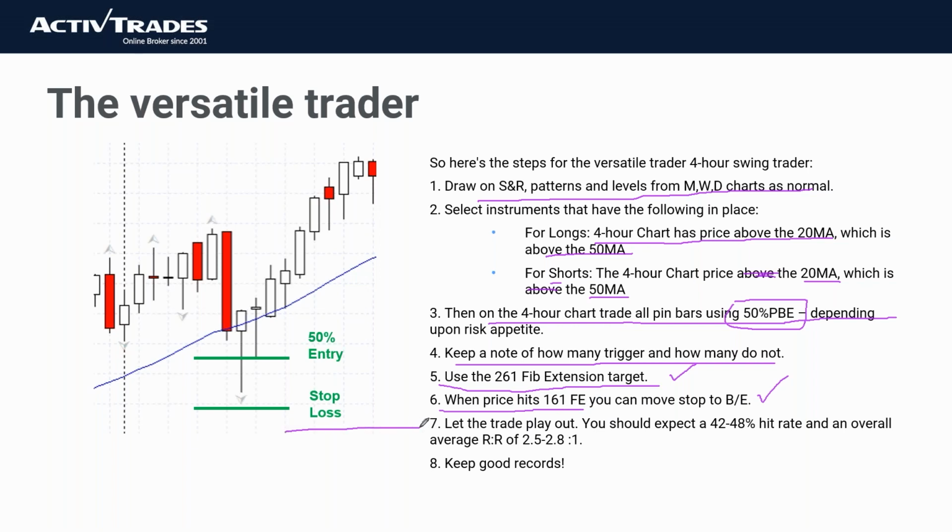But generally, what I suggest is you let the trade play out. You should expect probably around a 42 to 48% hit rate, and an overall reward to risk of, I'd say, depending on spreads, probably between about 2.3 to 2.8 to 1. That's what we're looking for. There is a window of that based upon the size of the spreads for the instrument that you're particularly trading.